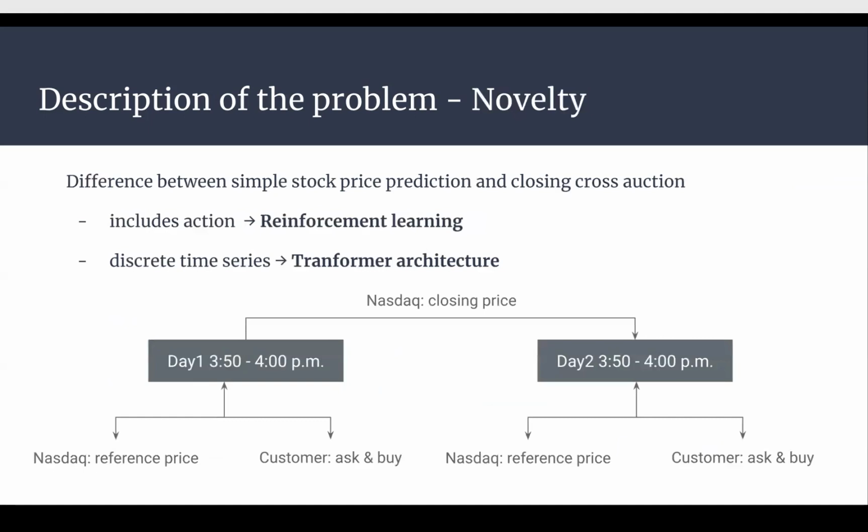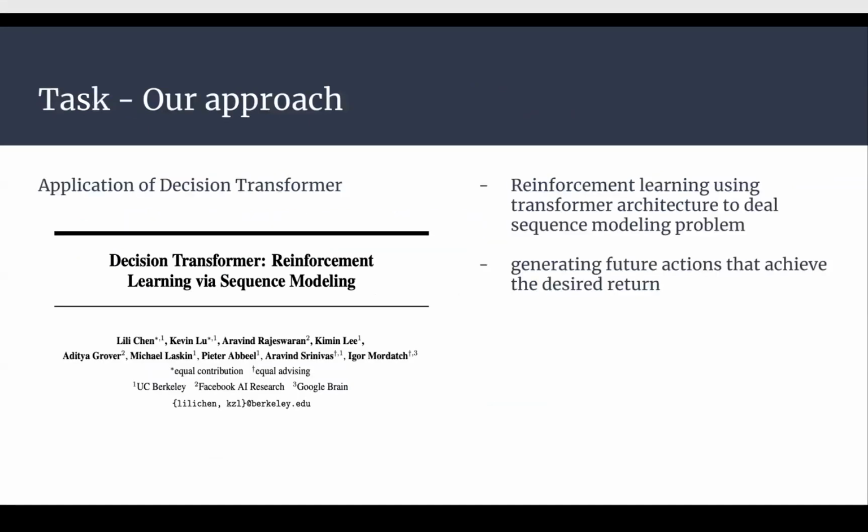The significant difference between simple stock price prediction and this task is that this includes action and it is in discrete time series. We therefore applied reinforcement learning and transformer architecture. From this literature, we applied the decision transformer, which is reinforcement learning using transformer architecture to deal with the sequence modeling problem.